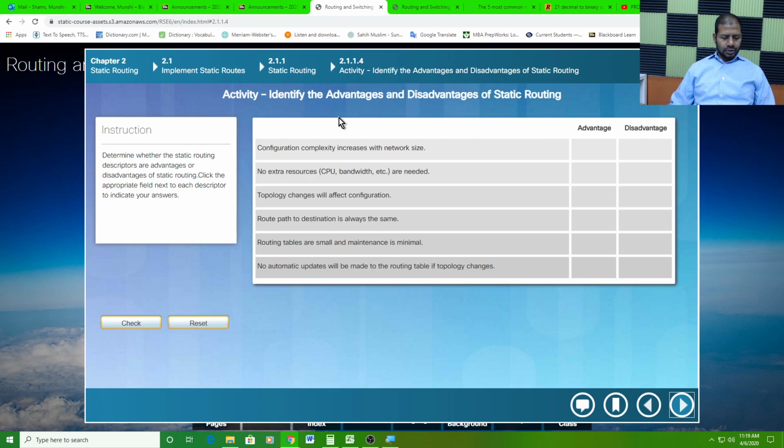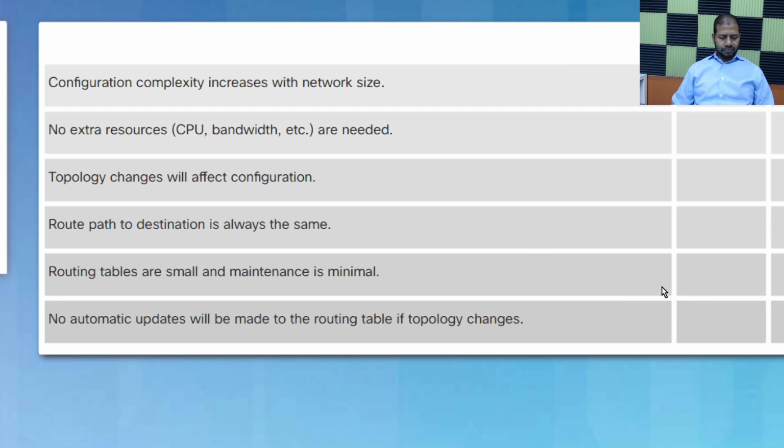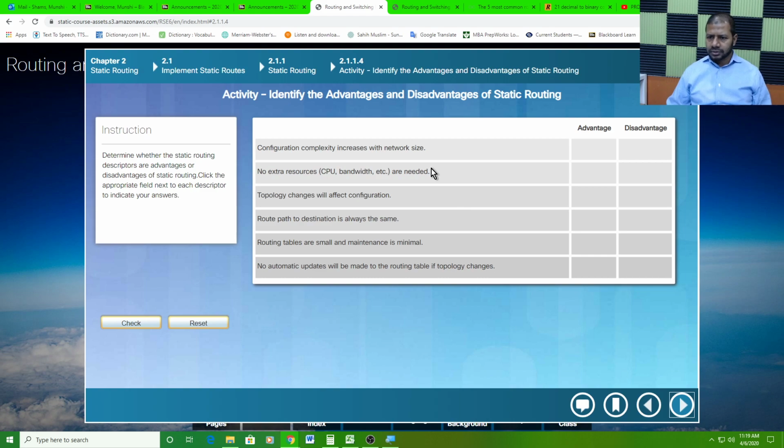Now let's do this little activity in here. Activity: identify the advantages and disadvantages of static routing. Okay, fine. I will have to go back to make it small, otherwise it becomes too big. Configuration complexity increases with network size. So a static route we're talking about here, as the complexity increases, your network becomes larger and more complex. It's difficult to maintain static routing. You have to keep on going and changing it. That's a disadvantage.